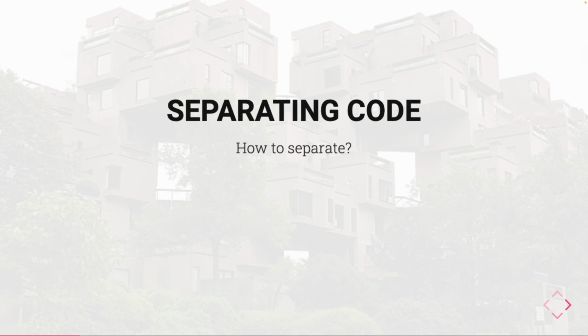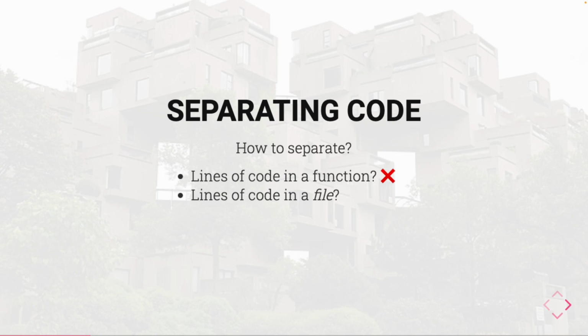So how do you do that? Not by lines of code in a function, lines of code in a file. You want to use a thing called the single responsibility principle. More pre-software engineering. You're going to learn a whole bunch more of these catchy names of techniques. The single responsibility principle essentially says that every part of your code should do one thing, and it should do it well.